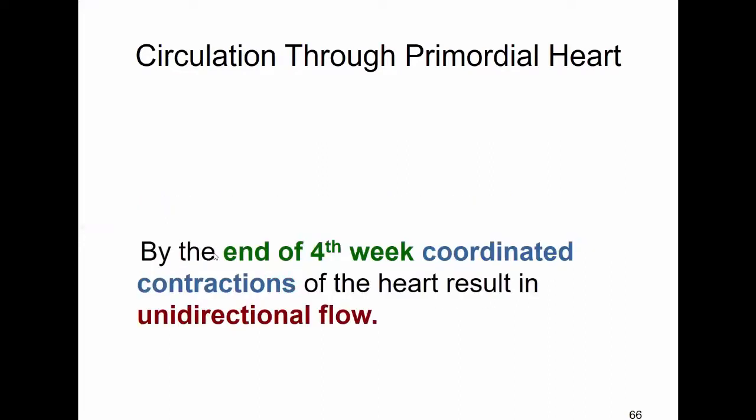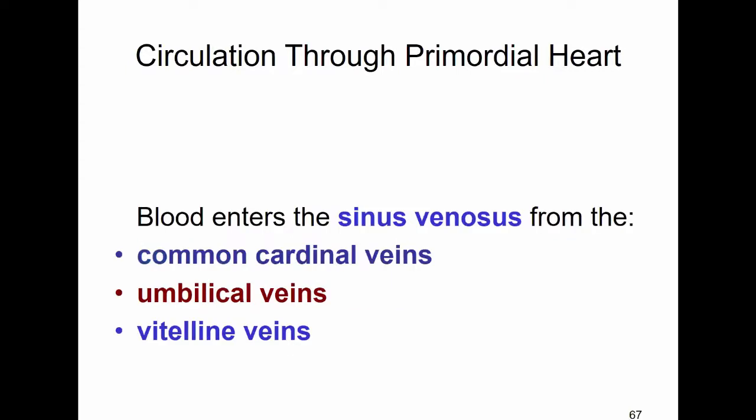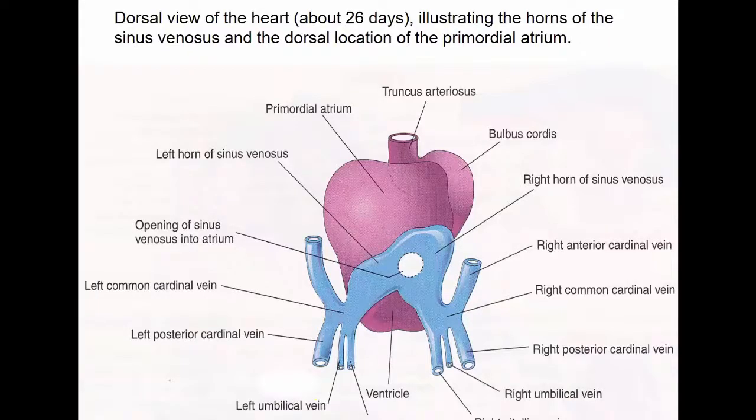By the end of the 4th week, coordinated contraction of the heart results in unidirectional flow. Just as I have told you, blood enters the sinus venosus from the common cardinal veins, umbilical veins, and vitelline veins. This is another figure, the dorsal aspect of the heart. Dorsal view of the heart, 26 days, illustrating the horns of the sinus venosus and dorsal location of the primordial atrium. So here, the blue color is the venous part.